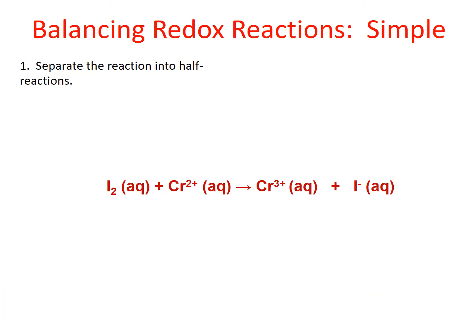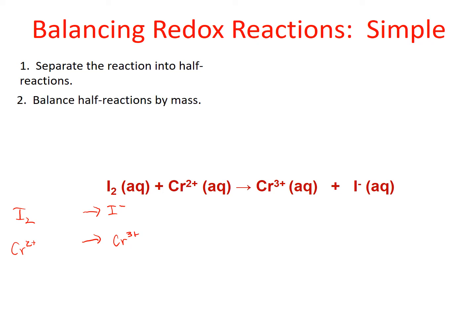Let's look at one more simple redox reaction. So here we're going to look at iodine plus chromium 2+ reacting to form chromium 3+ and iodide ion. We're going to follow the same steps. We're going to first separate the reaction into half reactions. So we're going to take each of those reactants and pull them out and put on opposite sides of the half reaction arrows what they become. So iodine must become iodide. The second half reaction, we've got chromium 2+, our other reactant here, and what it becomes, which is chromium 3+.